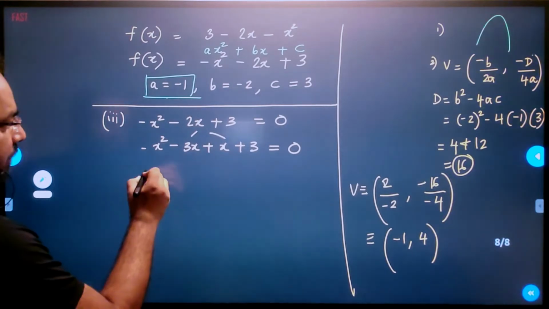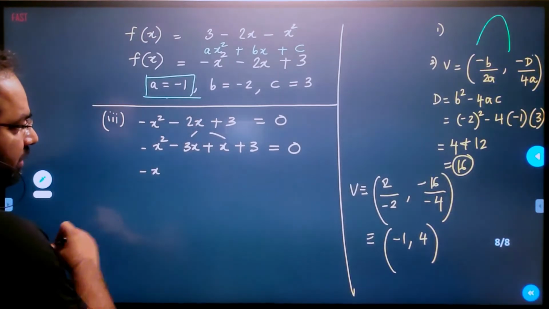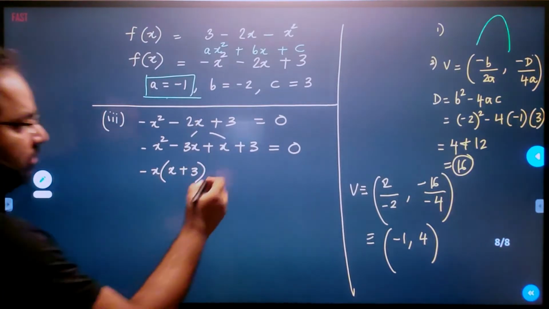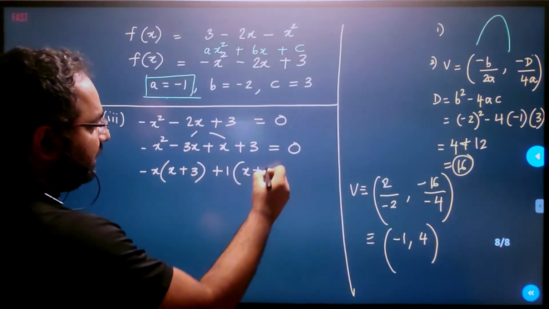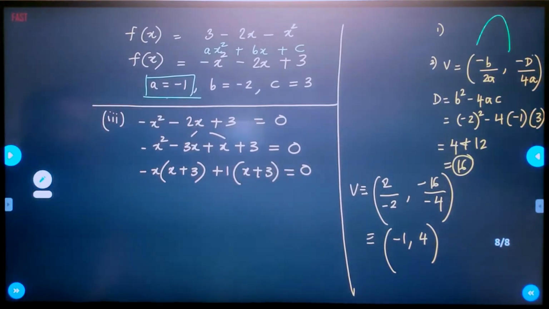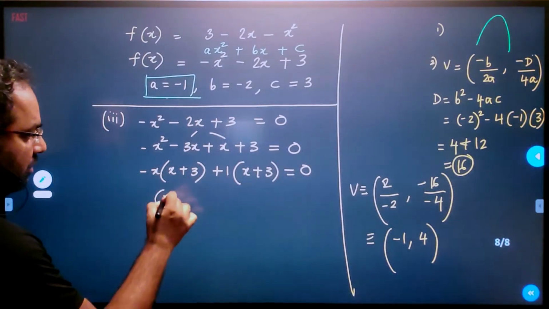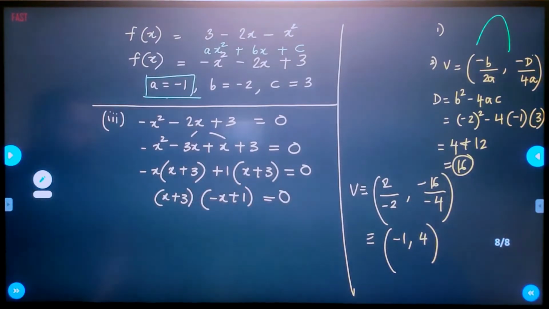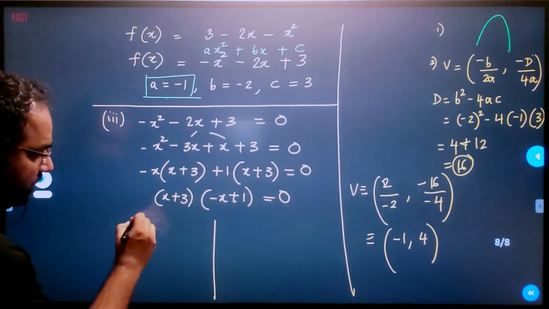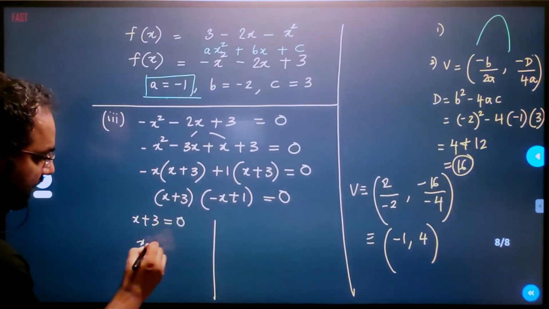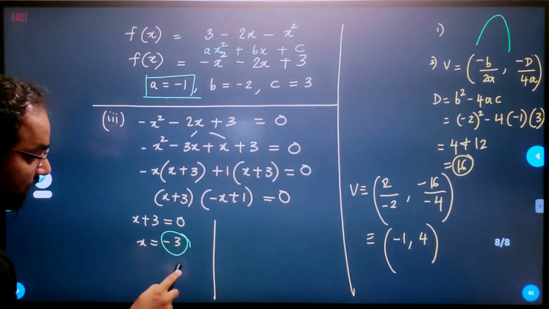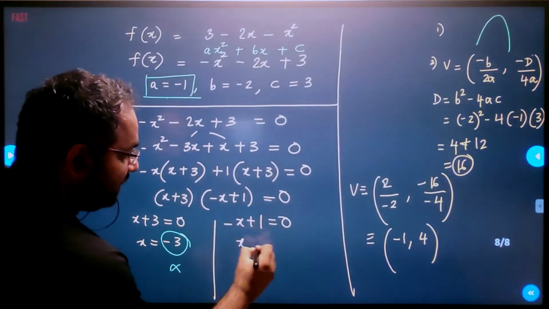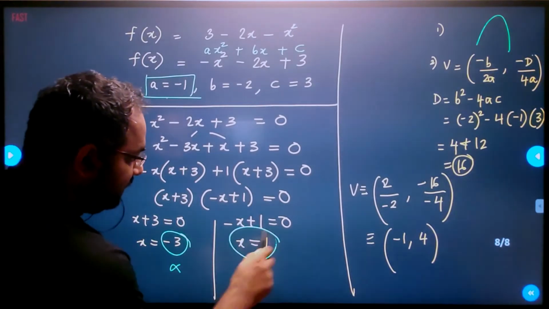Okay. Now I'm going to take a minus x common here. I'm going to get x plus 3. I'm going to take a plus 1 common here. I'm going to get an x plus 3. Now I'm going to take x plus 3 common. I'll get minus x plus 1 equal to 0. Now x plus 3 will be equal to 0. So x becomes equal to minus 3. This is nothing but alpha. Then minus x plus 1 is equal to 0. So x becomes equal to 1. This is nothing but beta.